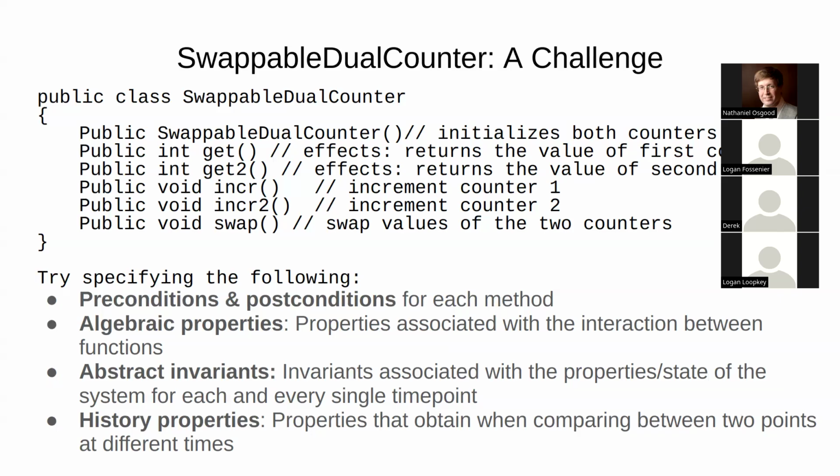How about postconditions? Yes. So, get is equal to get 2. Okay, so the value after swap of get is going to be the value before we called swap of get 2, and vice versa. The value of get 2 after swap is going to be the same value as if we called get before swap, right?